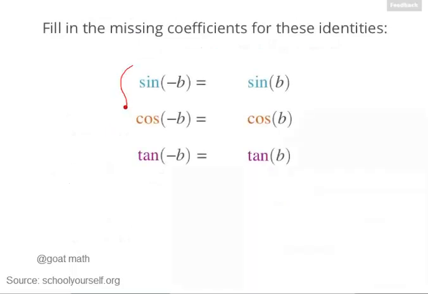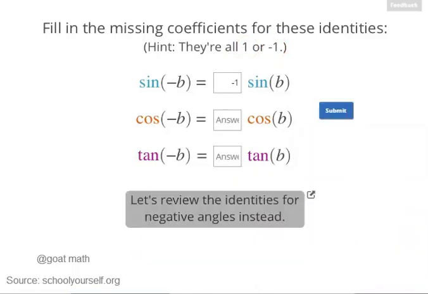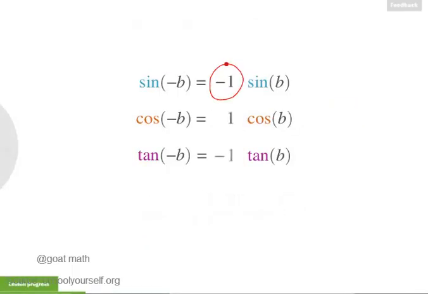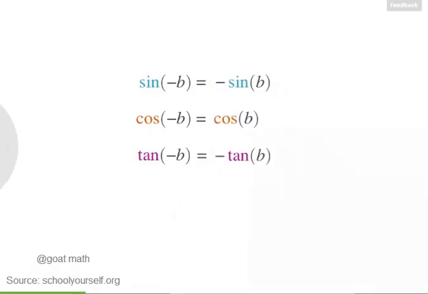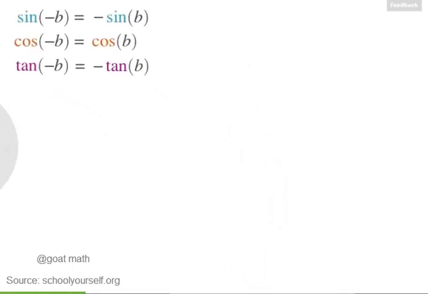So how do the sine, cosine, and tangent of negative angles relate to the sine, cosine, and tangent of positive angles? For each of these identities, fill in the missing coefficient, which is either 1 or minus 1. And if you'd like to review these identities instead, then click down here. Right, it's a minus 1 here, a plus 1 here, and another minus 1 down here. So here are the negative trig identities. Let's hold on to them up here.